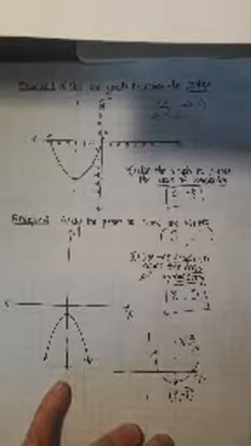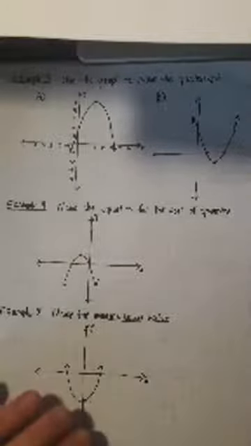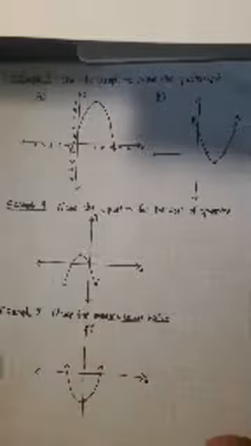Alright, so hopefully you understand the vertex and the axis of symmetry. So now let's go to the next example. This next example, so easy. The y-intercept.